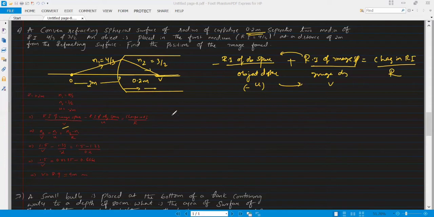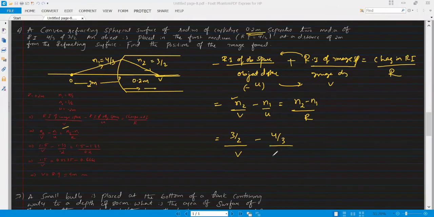So if we substitute all of this, this is what we get. Let us first write this: n2 divided by V minus n1 divided by U is equal to n2 minus n1 divided by R. So this can be done as, the values are given, that is n2 is 3/2 divided by V minus n1 is 4/3 divided by U, U is given here, this is minus 2, and this is equal to n2 minus n1, that is 3 by 2 minus 4 by 3 divided by R. The R value is also known, that is 0.2 meter. So substituting all the values, we are going to get, see, 3 by 2 is nothing but 1.5.